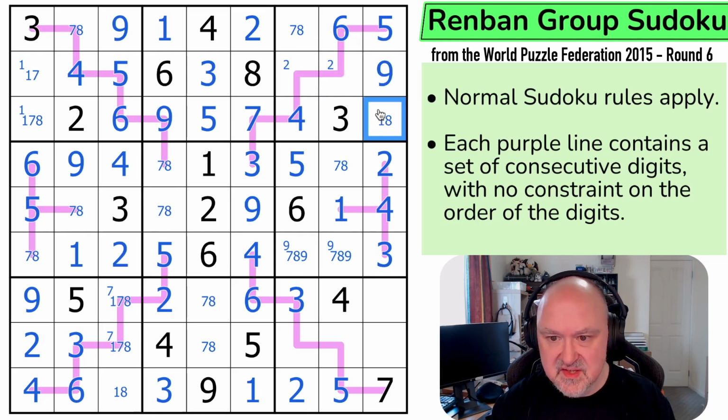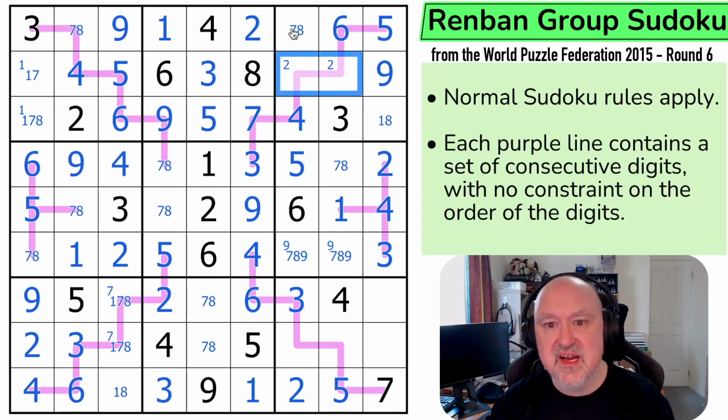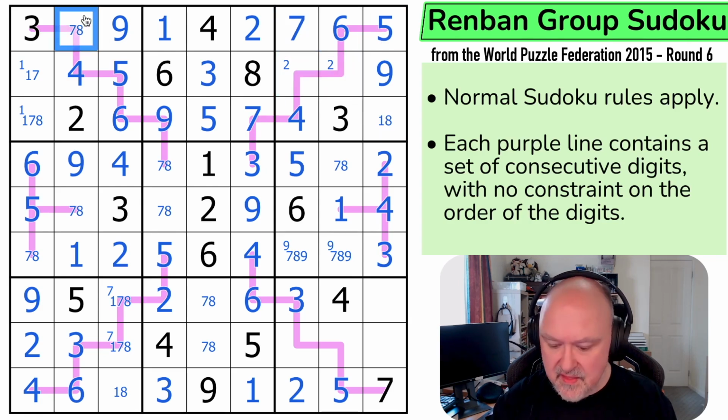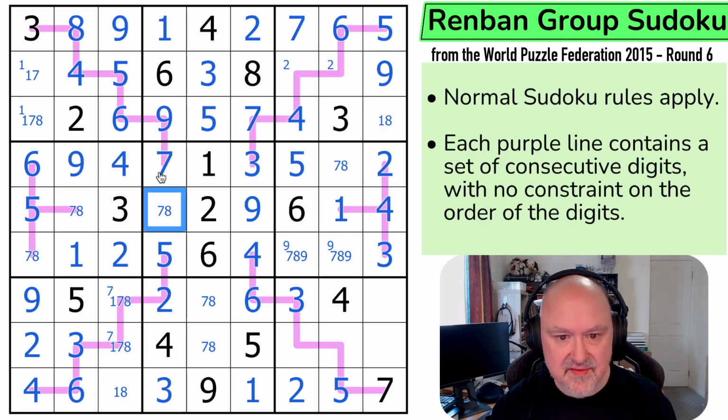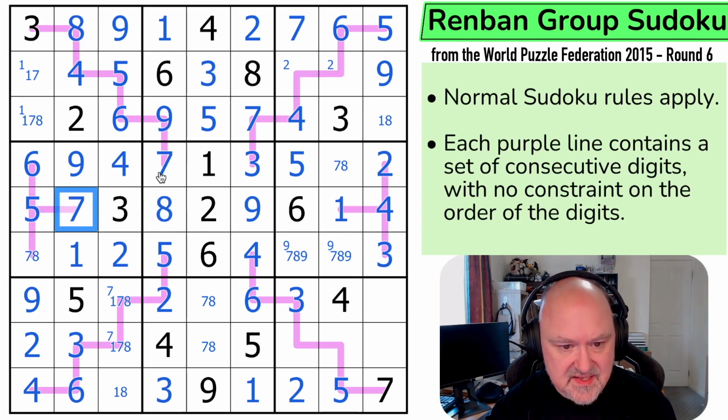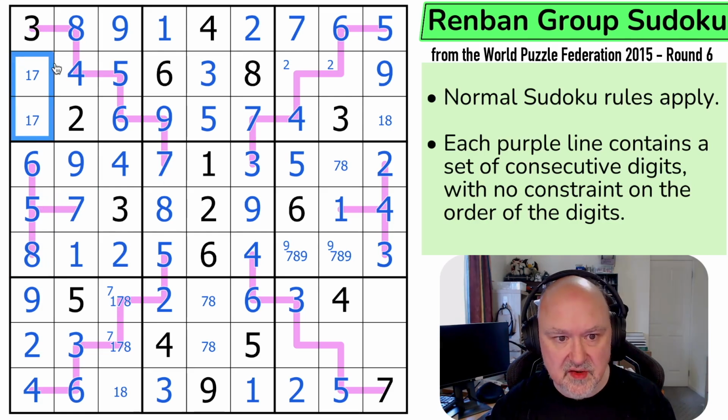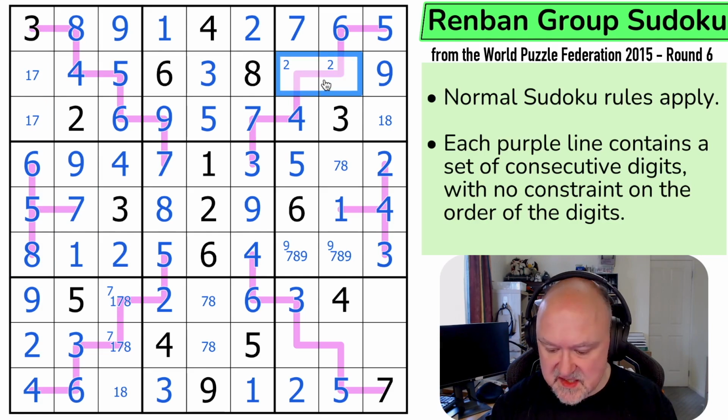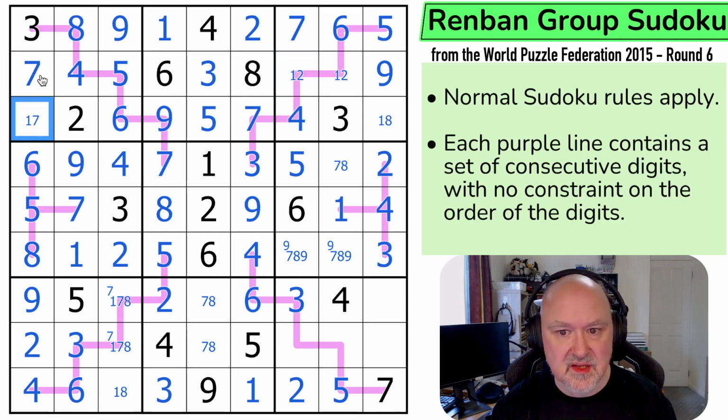This isn't a 7. This is a 1 or an 8. I can't put 7 in any of those. That's the 7. That's the 8. Taking 8 out of that, that's a 1, 7. This is 1, 2, 7, and it can't be 7. This is a 1, 2. This is the 7. This is the 1.